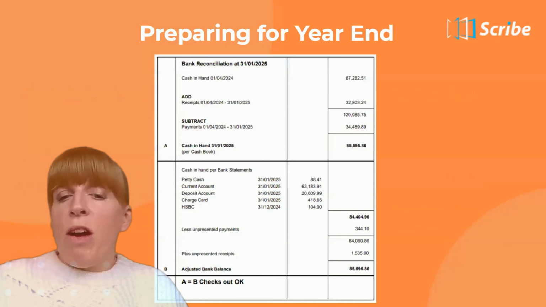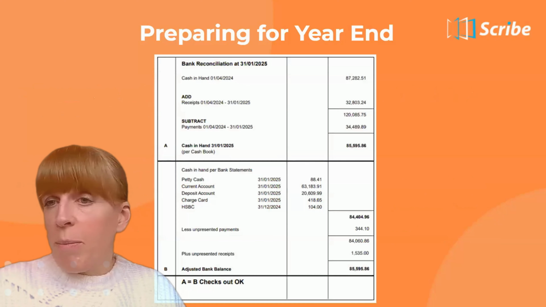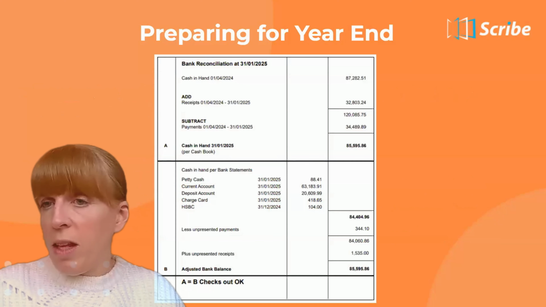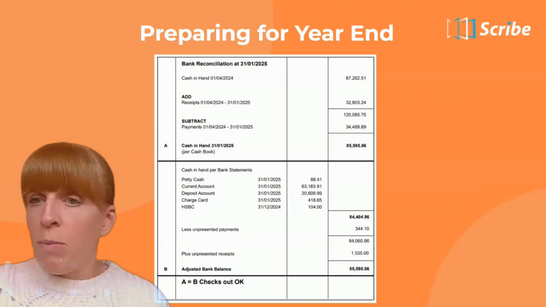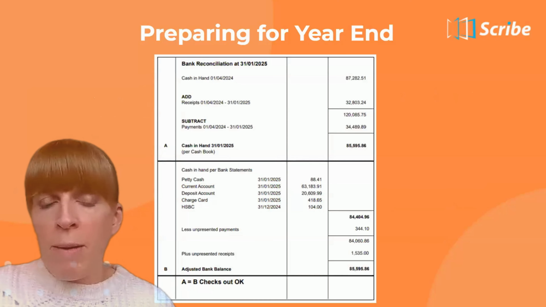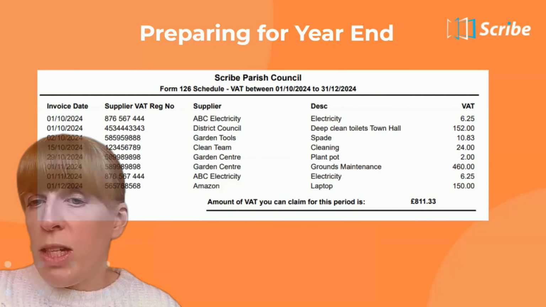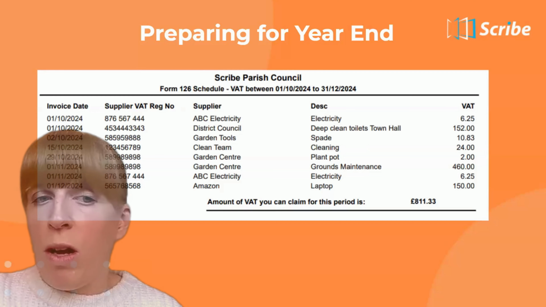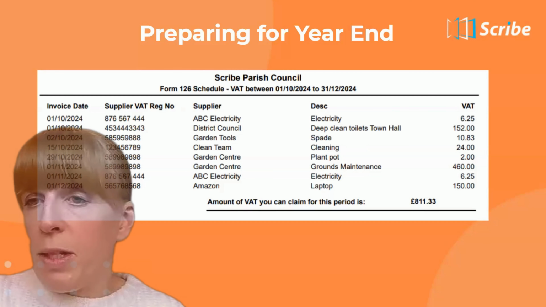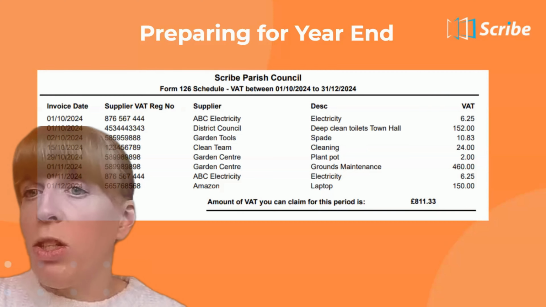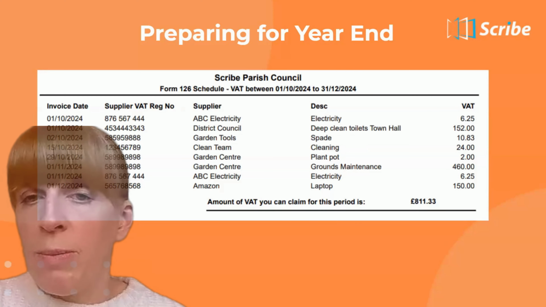Little extract just from Scribe here, just showing a reconciling bank position. So ideally by the end of the year, we'll have 12 months worth of them to show everything is up to date as it should be. And also just a little extract from our Form 126. So again, just checking that we've got all our information, all our VAT numbers saved in there as well, so it's ready to go when we get to that point.